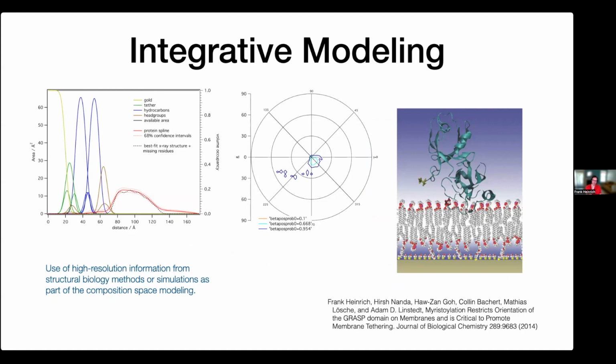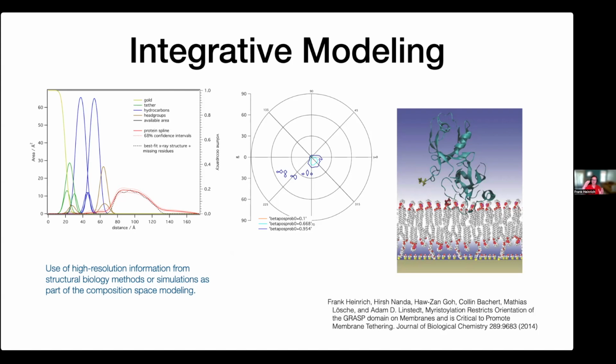What this then also enables, and I just have one slide on that, is integrative modeling. So integrative modeling is when you take other techniques, other information into your data analysis. In this case, often it is structures, high resolution structures of proteins from X-ray, from NMR data, and other techniques. So this is an example of a GRAS protein, where we take the available X-ray structure and also import it into our composition space model with all its residues.